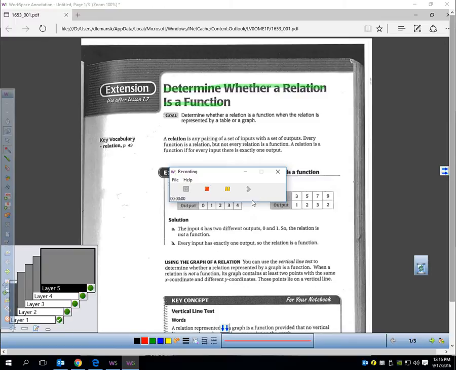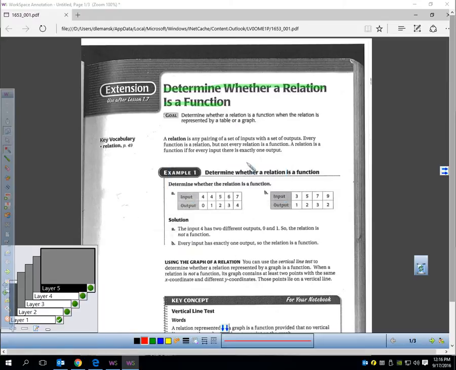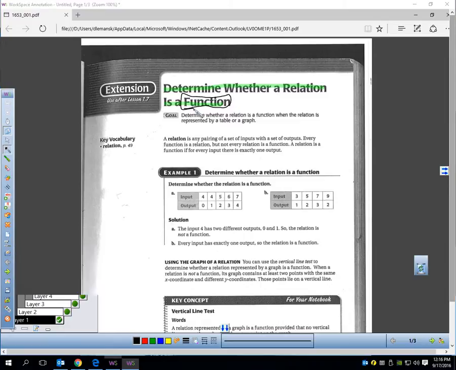This is an extension to Lesson 1-7. You can put these notes along with your Lesson 1-7 notes, and this extension is called Determining Whether a Relation is a Function. So the first thing there is I'm pretty confident that after the past week or so you are clear on what it means to have a function, a one-to-one relationship on the table.